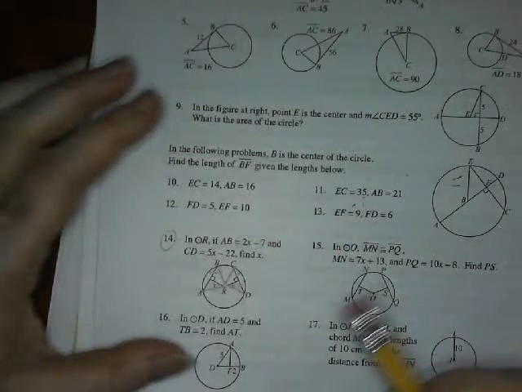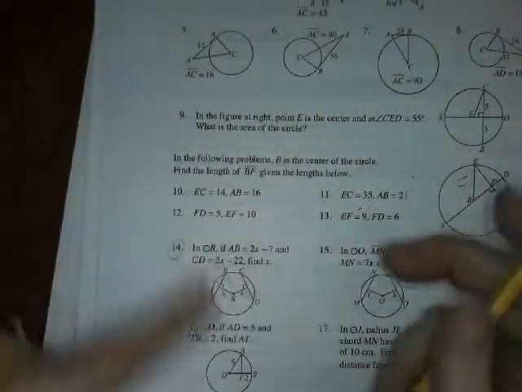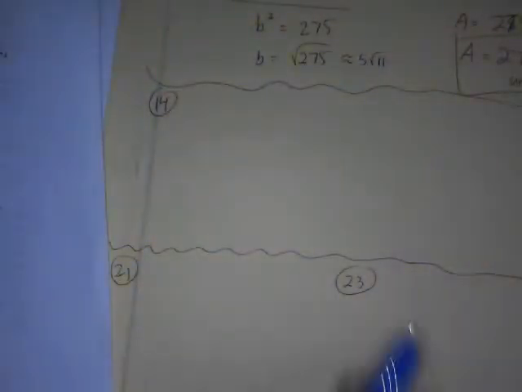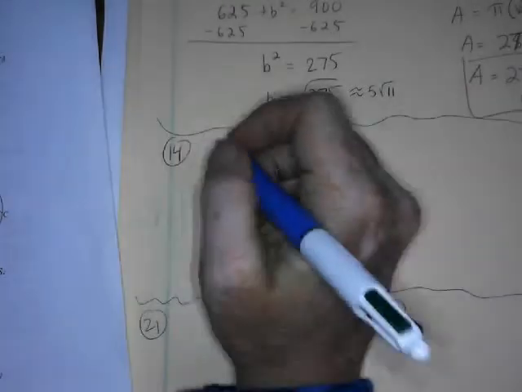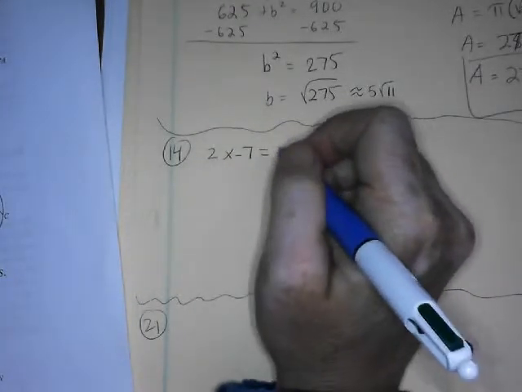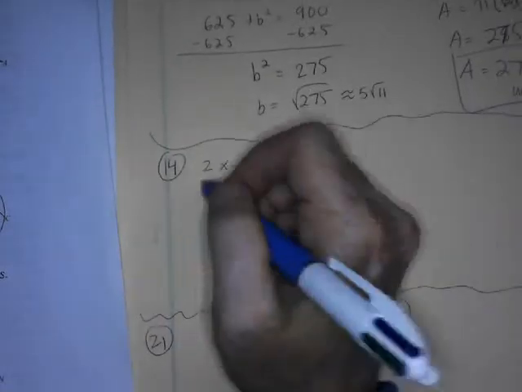And so anyway, you don't have to do a proof on it or anything. I'm just telling you why you're allowed to set those equal to each other and solve for x. So I'm going to just write AB was 2x minus 7 and CD was 5x minus 22, and then you're just going to solve it.